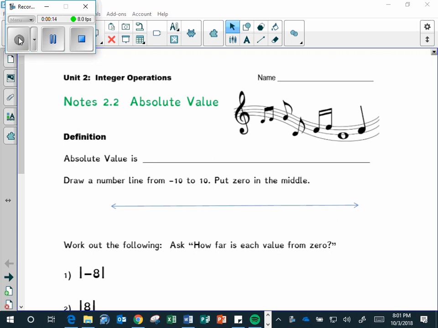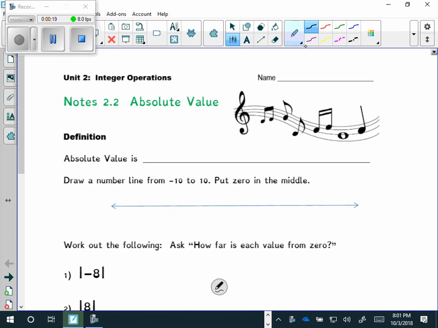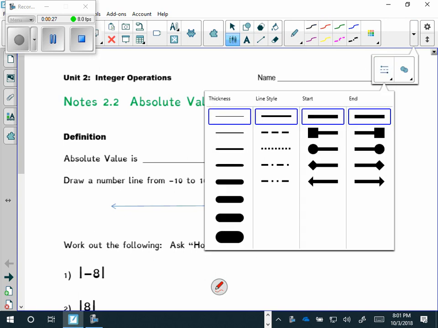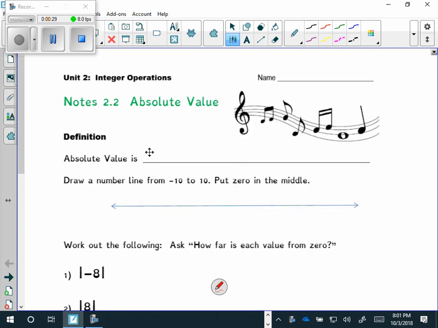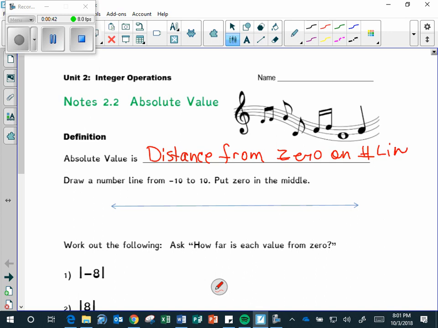It's called absolute value. And really all absolute value is, it's a distance from 0 on the number line. So if you plotted a number on the number line and you wanted to measure how far away it is, that is absolute value.